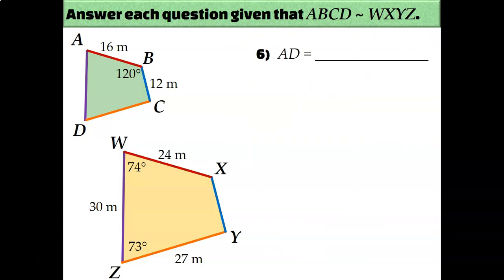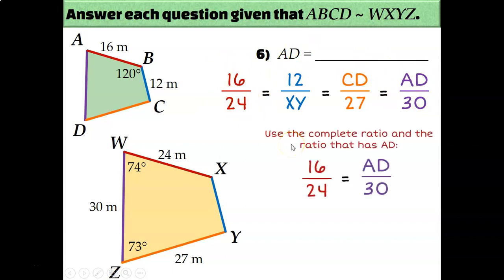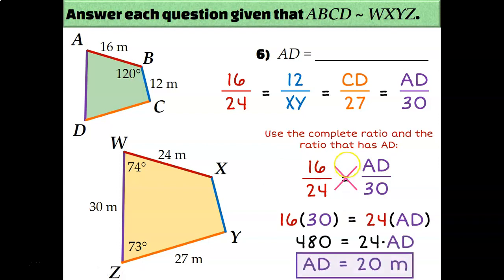Now we're going to use that statement of proportionality to help us calculate missing side lengths. Remember, this is the statement that we wrote, and if we're being asked to calculate the length of AD, then I need to pick the ratio that has AD. But in order to solve, I need to set up a proportion, which means I need two ratios. So one of the ratios is obviously AD over 30, because I need to solve for AD. The other ratio has to be the one that you know both parts of, the complete ratio. So I'm going to set 16/24 equal to AD over 30. Then I can cross multiply and solve. So AD must be 20 meters long.